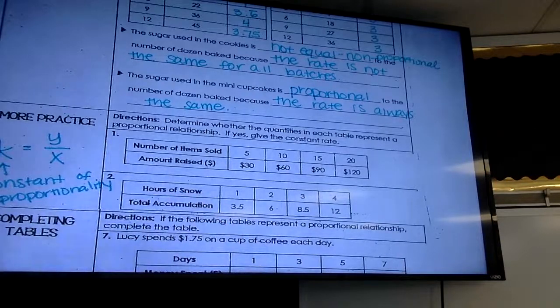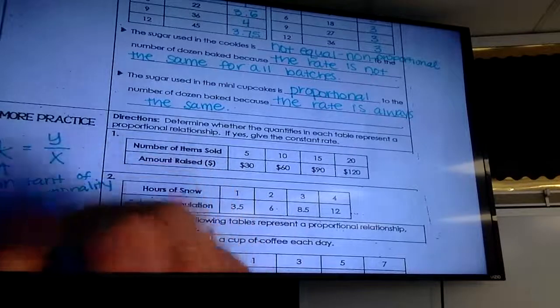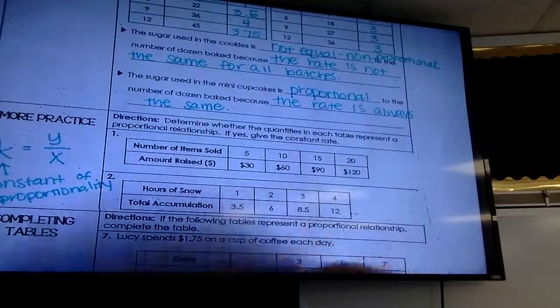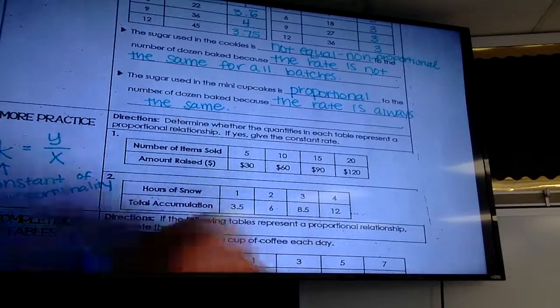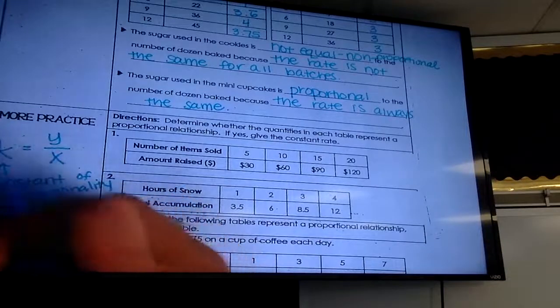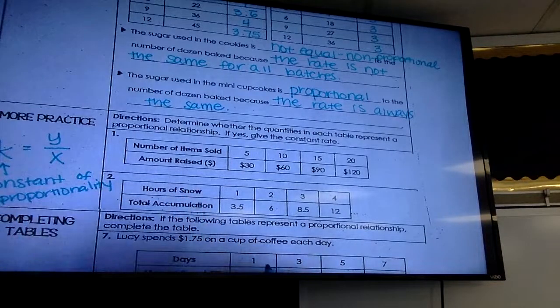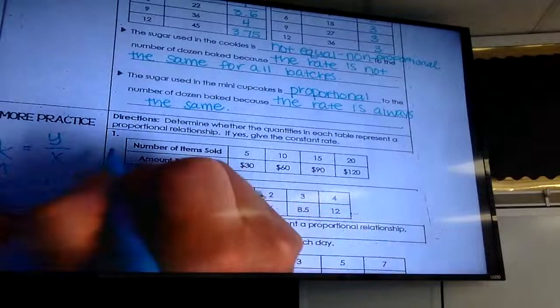The K, it's called the constant of proportionality. And again, we find that by doing Y divided by X. And if it's the same all the way through, we can say it's proportional, and the constant of proportionality is the K, the Y divided by X, that unit rate. Okay, so let's try this.